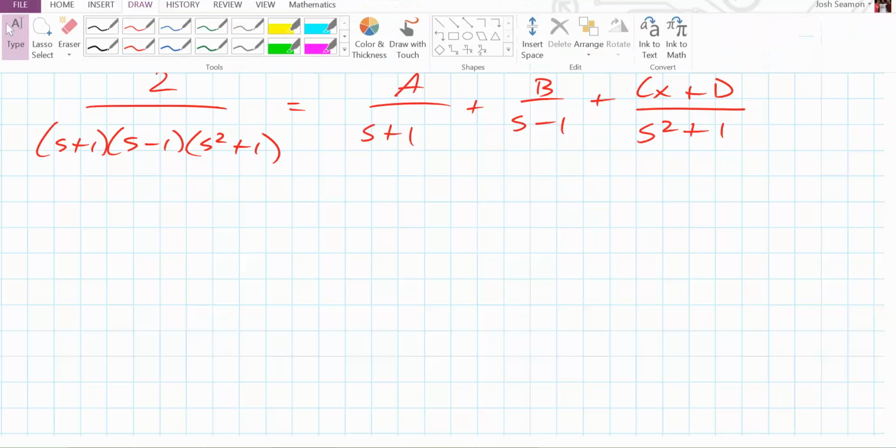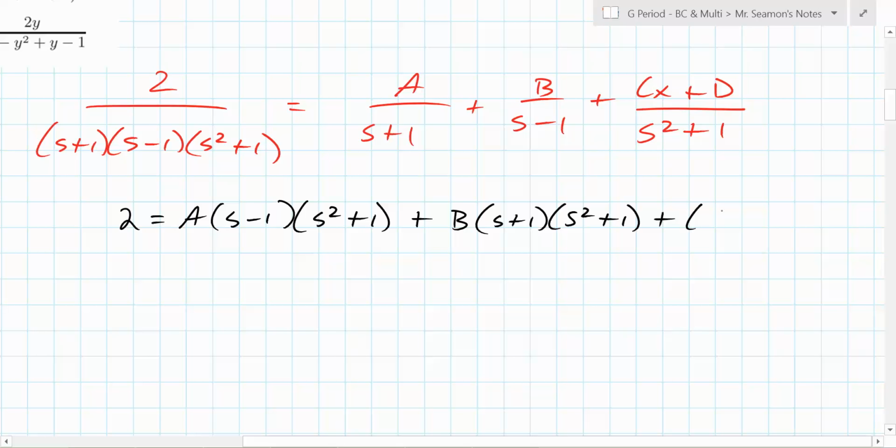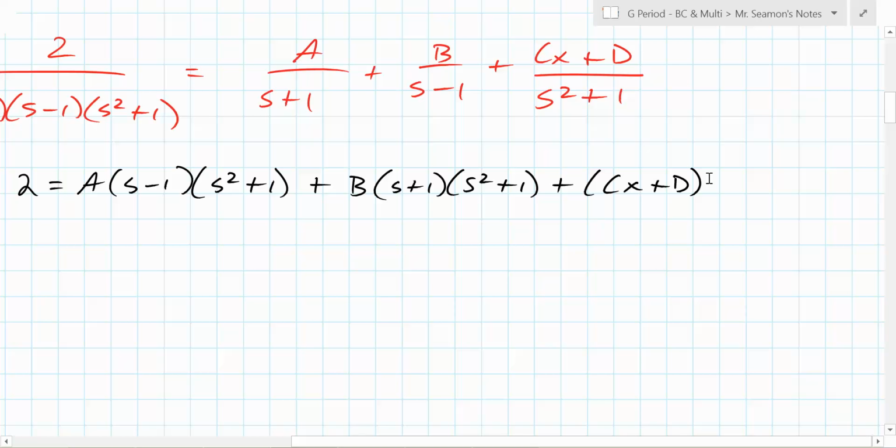So what do you end up with? 2 is equal to a times s minus 1 times s squared plus 1 plus b times s plus 1 times s squared plus 1 plus cx plus d times what? Yeah, a lot of s's in this one. Sorry, my s's don't look very good.